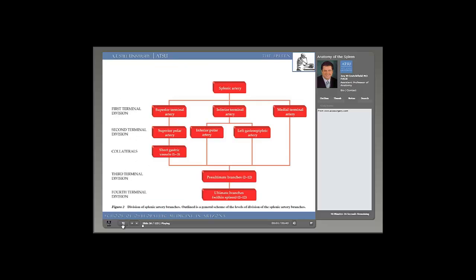This slide, which comes from the American College of Surgeons textbook called Surgery, tries to break down the branches of the splenic artery so that it makes more sense. In reality, what's most important is that the splenic artery gives off a superior terminal, an inferior terminal, and a medial terminal artery. And the superior terminal gives off branches of the short gastric vessels. The medial terminal artery gives off those branches which go into the hilum of the spleen and directly into the body of the spleen. And the inferior terminal artery gives off branches to the left gastroepiploic artery.